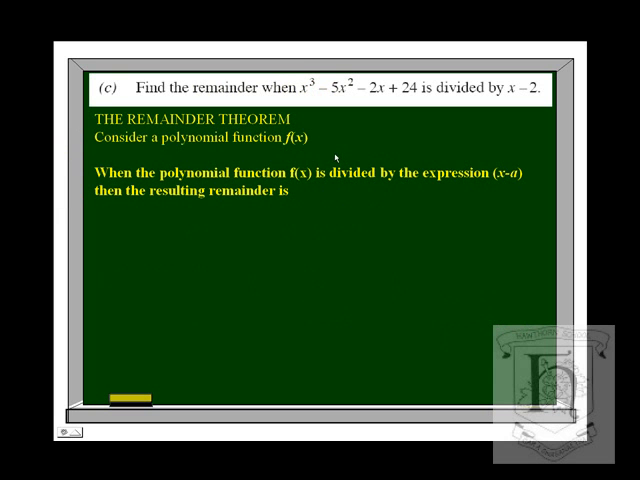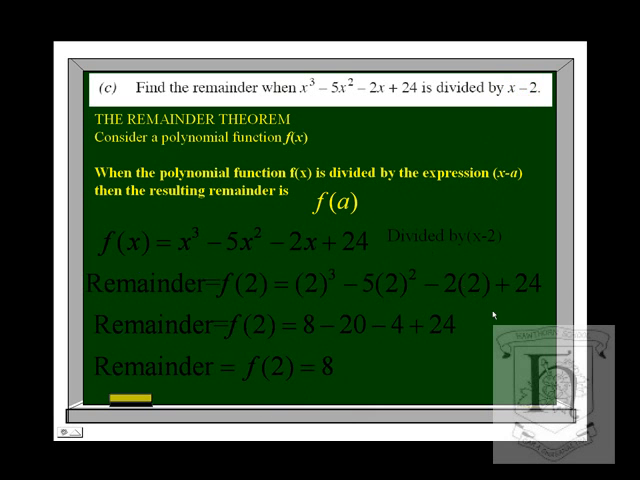If we remind ourselves that when the polynomial function is divided by the expression x minus a, then the resulting remainder is f of a. So this time we need to divide by x minus 2, and so we substitute plus 2 into our function. f of 2 is 2 cubed minus 5 lots of 2 squared minus 2 lots of 2 plus 24. Working out each part gives us a remainder of 8.